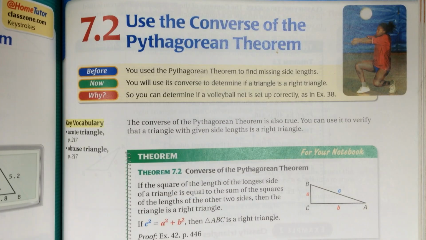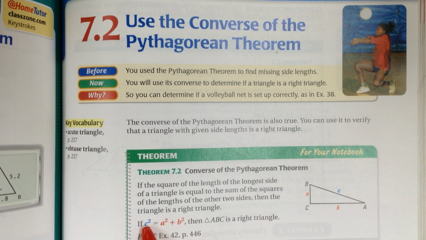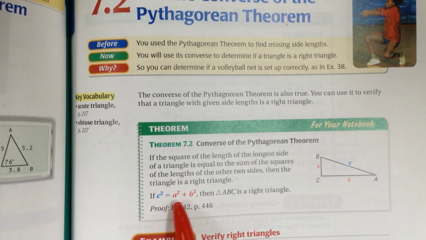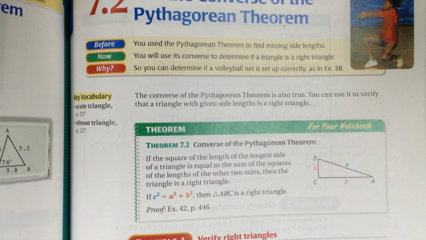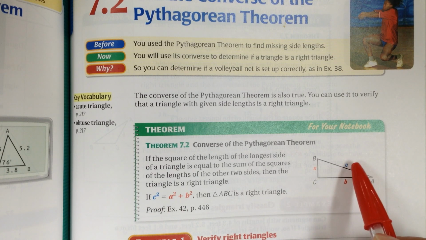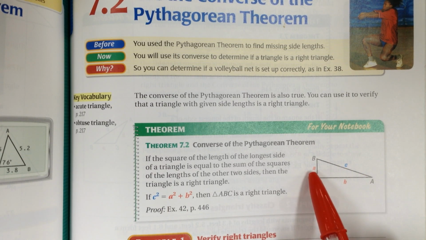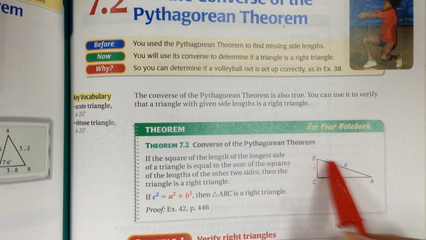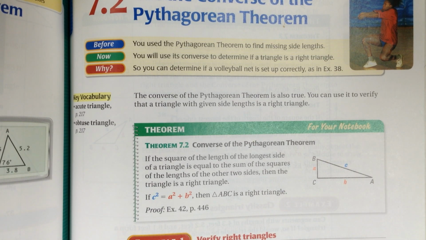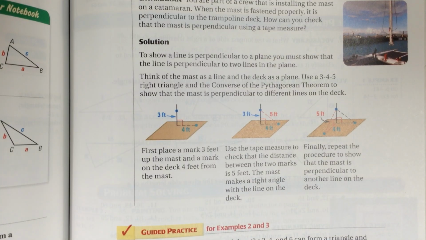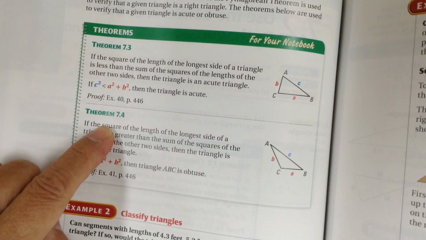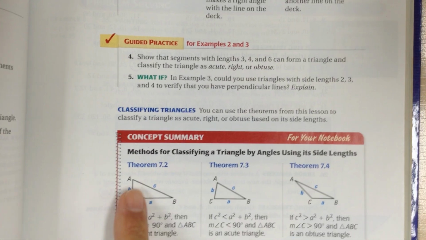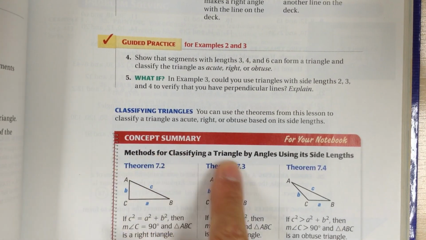So the converse of that is, if c squared is equal to a squared plus b squared, then triangle ABC is a right triangle. So again, if c squared equals a squared plus b squared, then this triangle is a right triangle. Now also, I'm going to go over theorem 7.3 and 7.4, which is also summarized right over here on page 443, the concept summary.